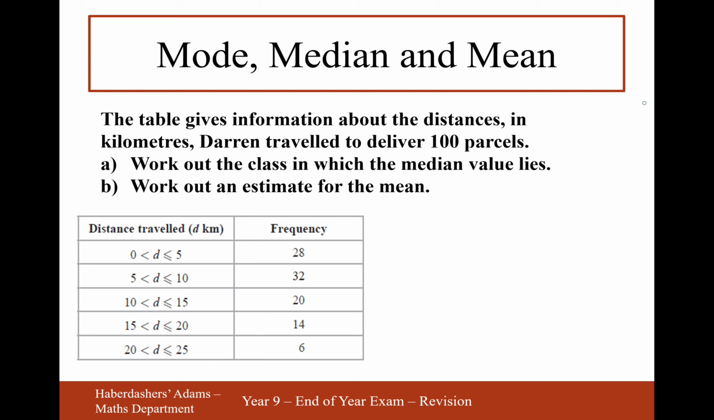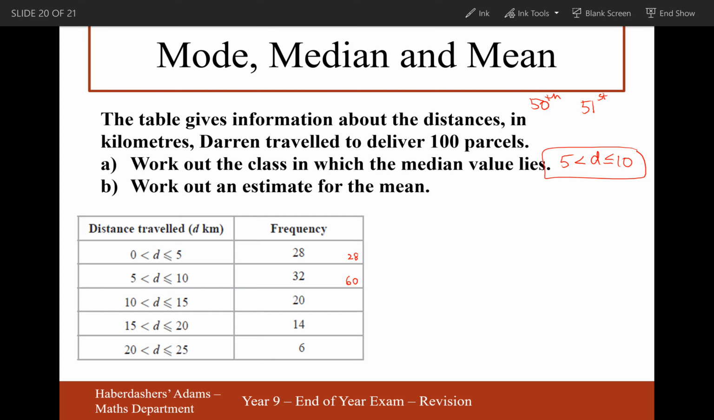So if we were to line up 100 parcels in a row, it'd be in between the 50th and the 51st data value. It's always half and then in between that one and the one above if you've got an even number. So where is that data value going to be? Well, I've got 28 data values in between 0 to 5. If I add on the next one, it's going to give me 60. So I'll have had data points 29 up to 60 in this group. So I'll have contained the 50th and the 51st piece of data, so it's definitely going to be in this group here. So the median group is between 5 to 10. That's the answer for part A.